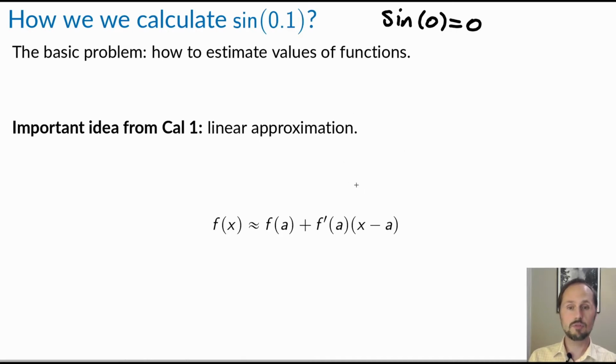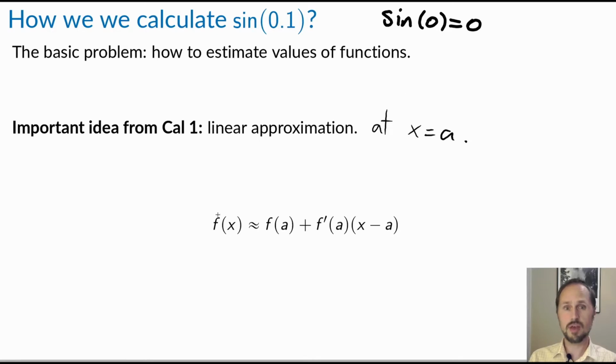And as you saw in Cal 1, there's this important idea of linear approximation, where we say that the function can be approximated by the linear function whose graph is the tangent line at the point. So this is f of x is approximately equal to f of a plus f prime of a times x minus a, and this is the linear approximation at x equals a.